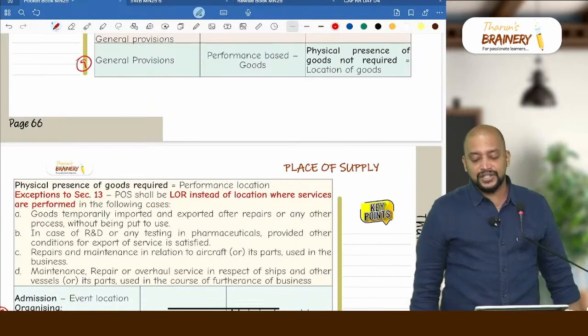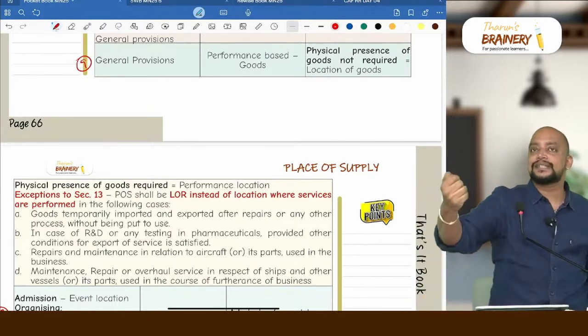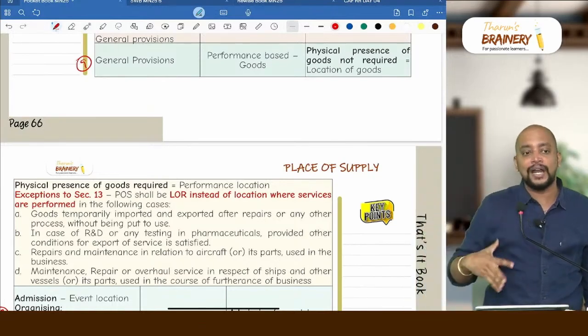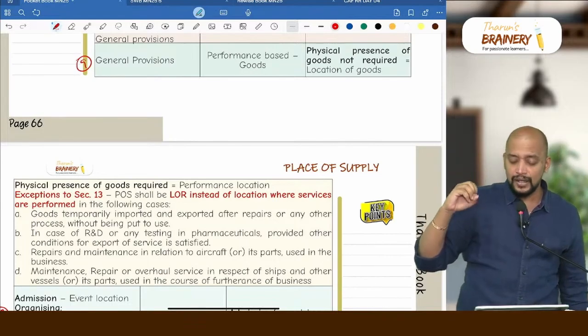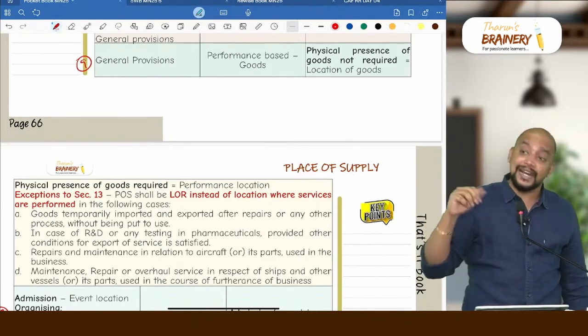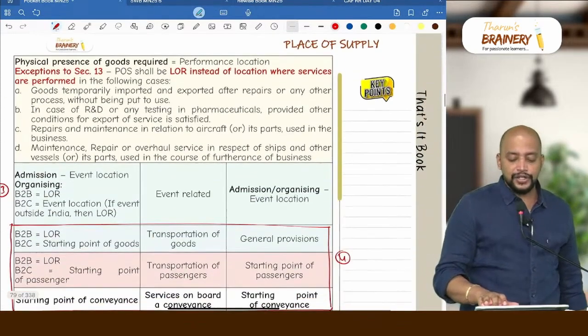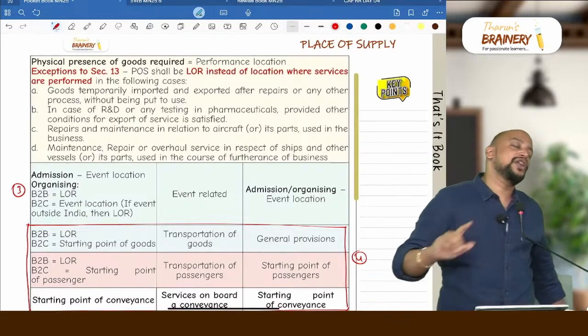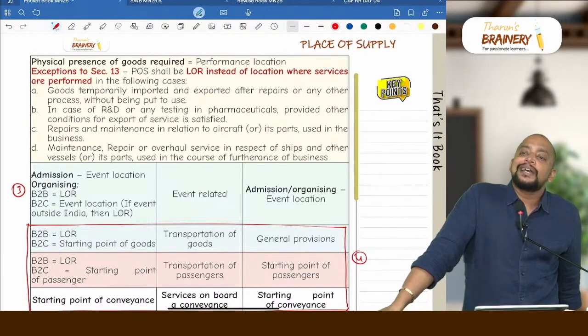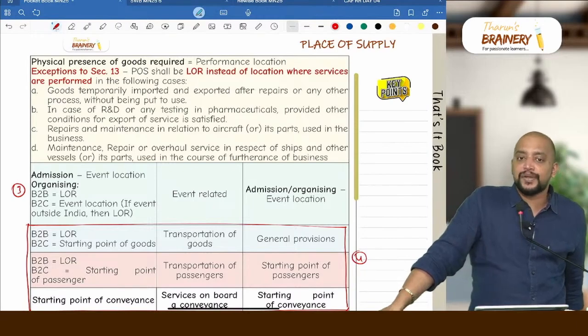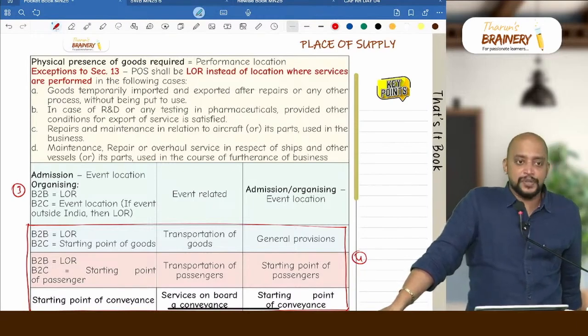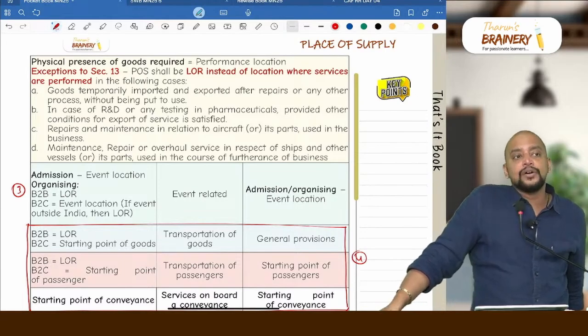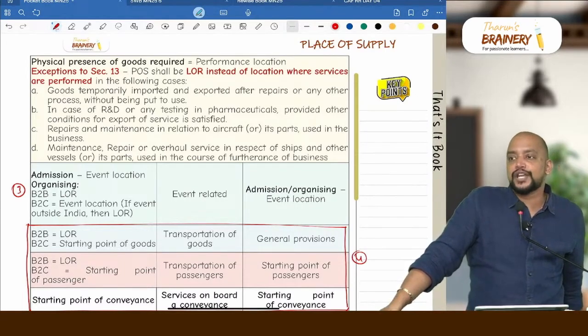In the context of section 13, if physical presence of the goods is required, then location of performance. But we have 4 exceptions. In those 4 exceptions, this will not be applicable. We need to go by the general provision, that is location of recipient will be taken. What are those 4 exceptions? Goods temporarily imported for carrying out repairs or any other process, and exported after repairs or process without being put to use.